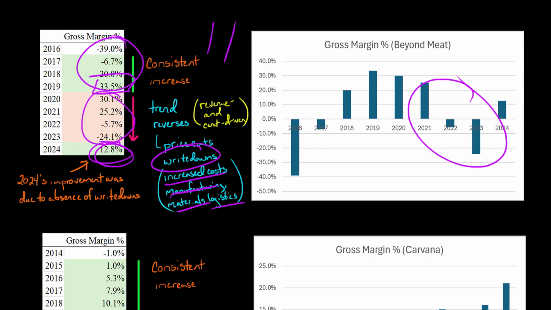So again, you want to look at the trend of the gross margin percentage over time and understand, okay, are any changes revenue driven? Are they cost driven? And that can help you as you're understanding that company's performance. And then next step, trying to predict what's going to happen going forward.